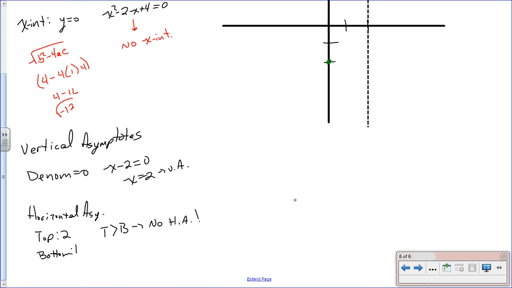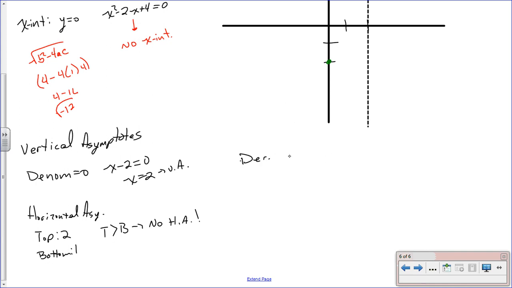So now what do we do? How do we find more points to be able to graph? Well, that's where the derivative comes in. Remember the extrema? What we need to do is find some critical points and go from there. So let's take the derivative.